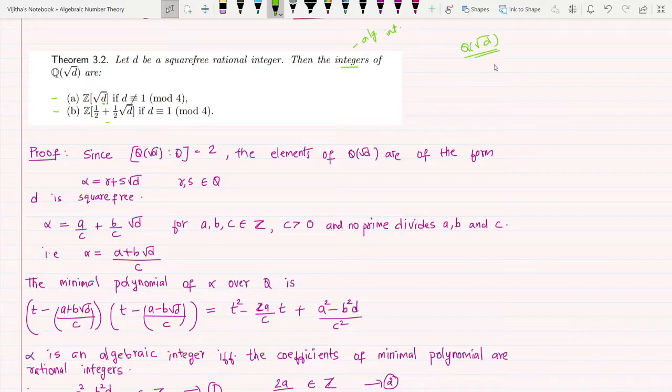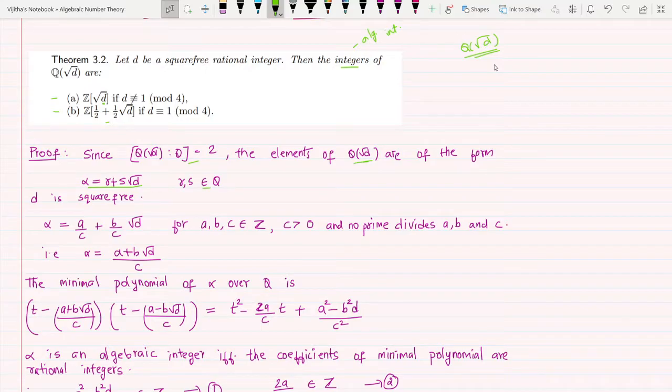Okay, so now we will prove this. It is given that Q of root D is a quadratic field, so the degree of Q of root D over Q is 2. The elements of Q of root D are of the form R plus S root D, where R and S are elements of Q and D is a square free number.